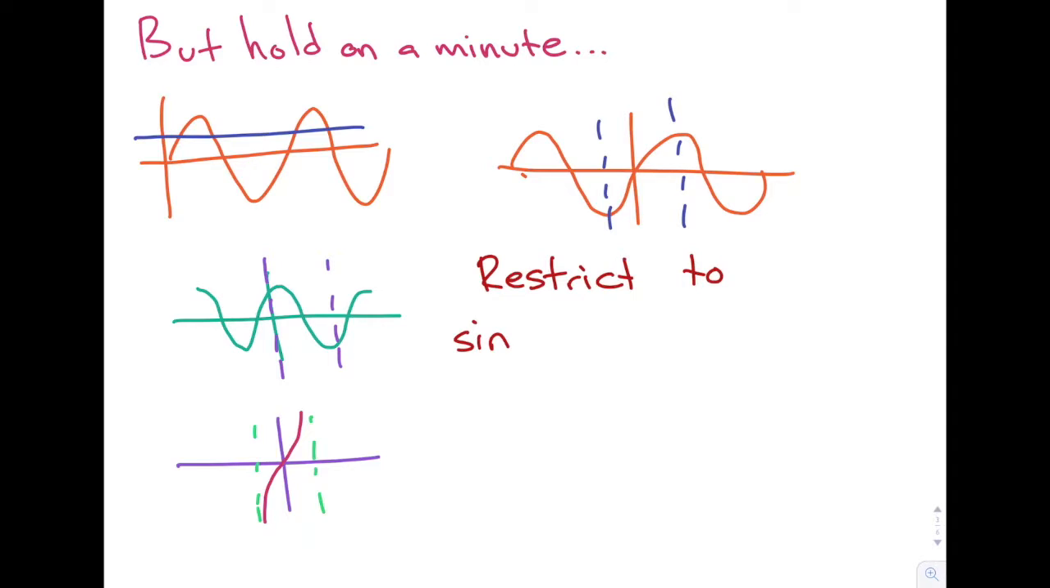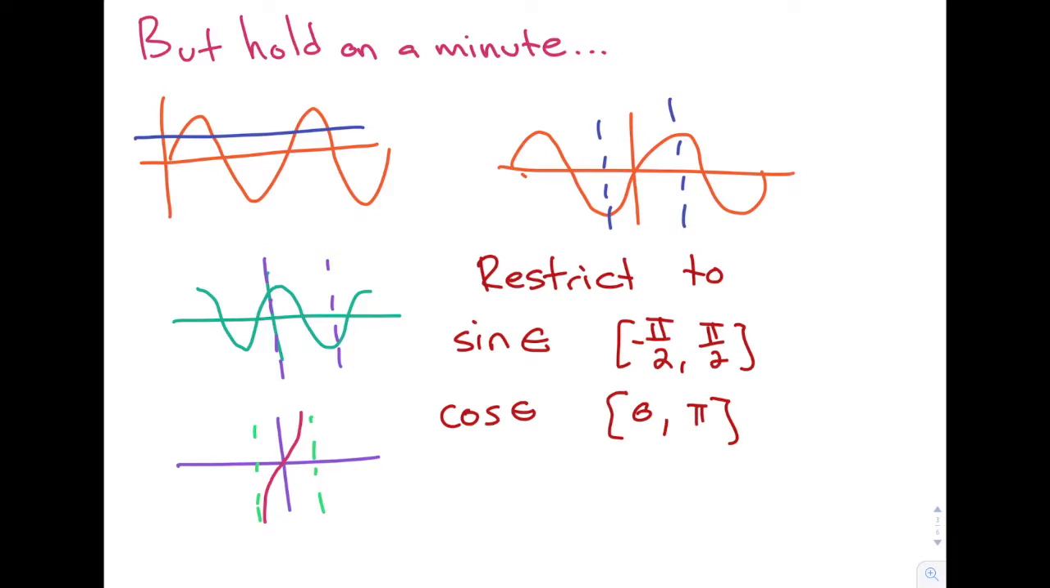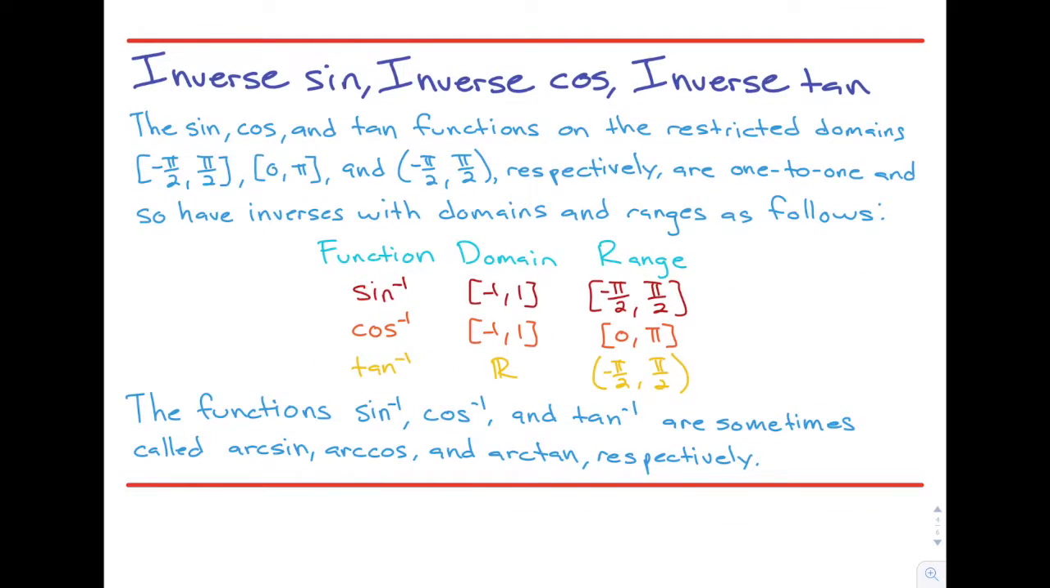For sine theta, we are restricting the domain to negative pi over 2 to pi over 2, inclusive on both sides. For cosine of theta, we're going to restrict the domain to 0 to pi, inclusive on both sides. And for tangent theta, we can restrict the domain to negative pi over 2 to pi over 2. So now, with this information, we can define the inverse trigonometric functions: inverse sine, inverse cosine, and inverse tan. The sine, cosine, and tangent functions on the restricted domains, negative pi over 2 to pi over 2 inclusive on both sides, 0 to pi inclusive on both sides, and negative pi over 2 to pi over 2 exclusive on both sides, respectively, are one-to-one and so have inverses with domains and ranges as follows.